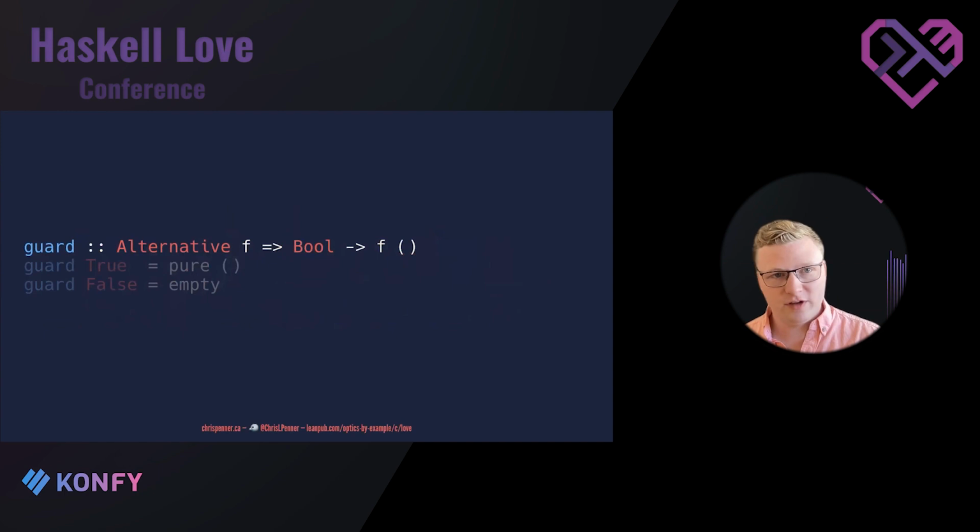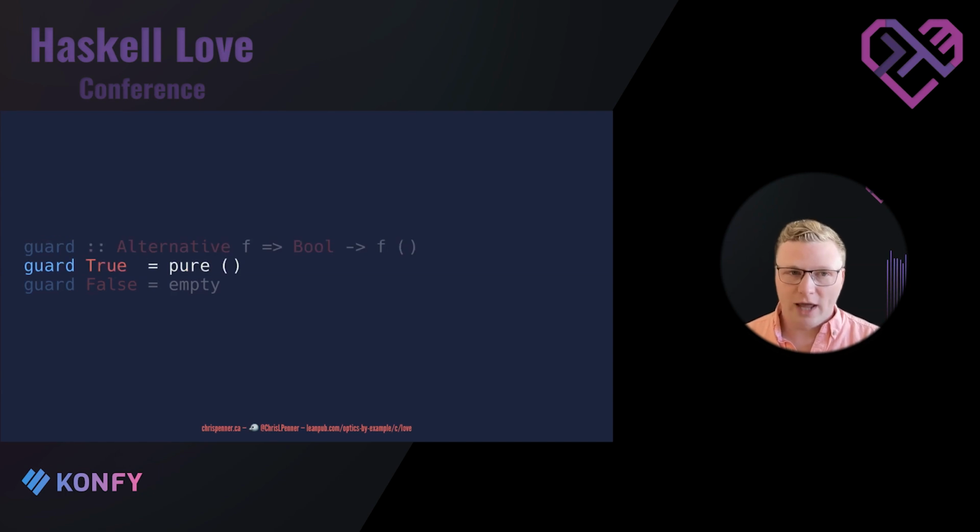Okay, so hopefully you've seen this one before. This is a very common one. It comes in base, and you maybe just didn't even know that this used the Alternative type class until now, if you haven't dug into how it works. But this is guard. So guard says for any Alternative, if you give me a Boolean that says whether I should fail or not, I will cause the greater computation to fail or continue.